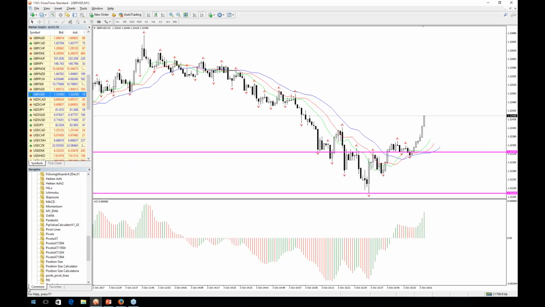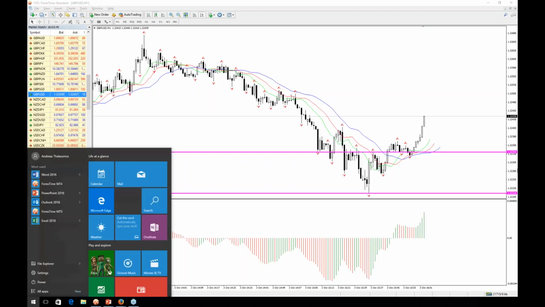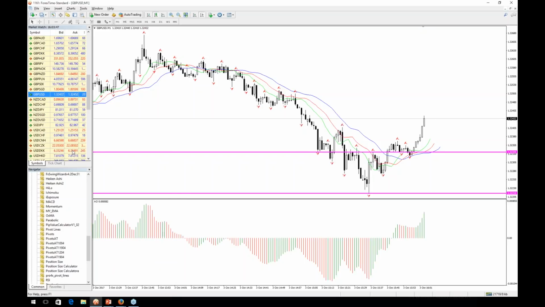Anything else? I have more questions. Wait, I lost my arrow. Oh, here it is. I don't have any other question. Is it good to use trailing stop? This is the last question, right?